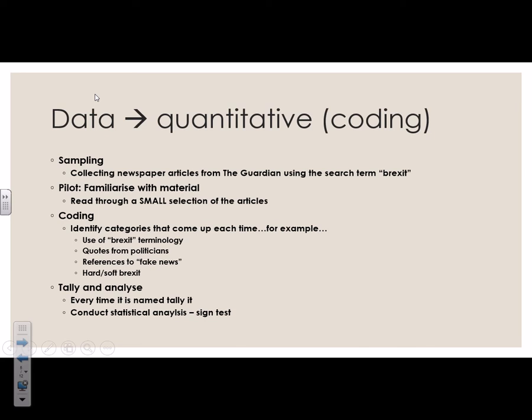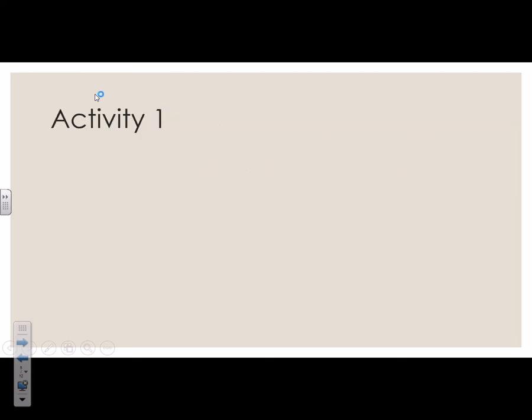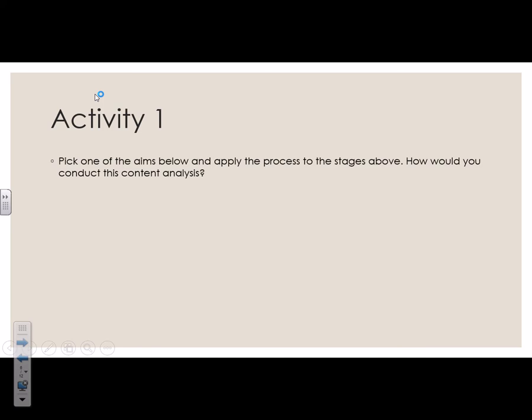So you collect your sample, you familiarise yourself with a small amount, you identify codes from that small amount of data, and then you tally looking at the whole of the sample and analyse it, conduct statistical analysis and draw conclusions. Activity in your book, I would like you to pick one of the aims below and apply the process of the stages: sample, pilot, coding, tally and analysis.